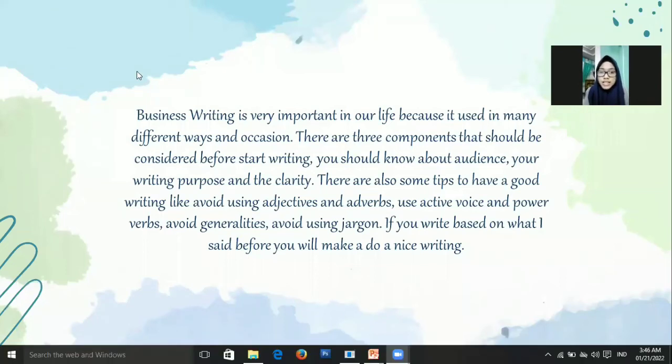The conclusion is business writing is very important in our life because it is used in many different ways and occasions. There are three components that should be considered before starting to write. You should know about the audience, your writing purpose, and the clarity. There are also some tips to have good writing, like avoid using adjectives and adverbs, use active voice and power verbs, avoid generalities, and avoid using jargon. If you write based on what I said before, you will make nice writing.